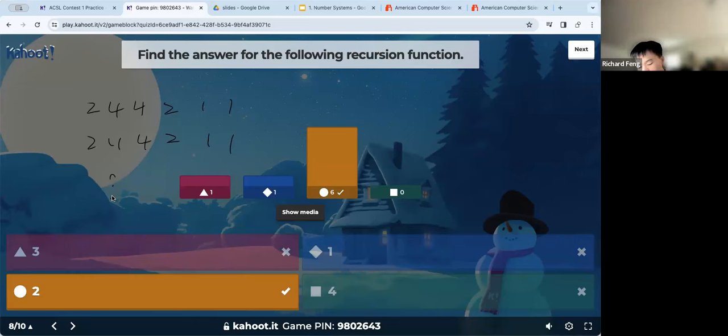So f of 24 is the same as f of 6. So f of 24 is 1. And then f of 23 is also 1. So therefore, 2 times 1 over 1 is just 2. So that's the answer.